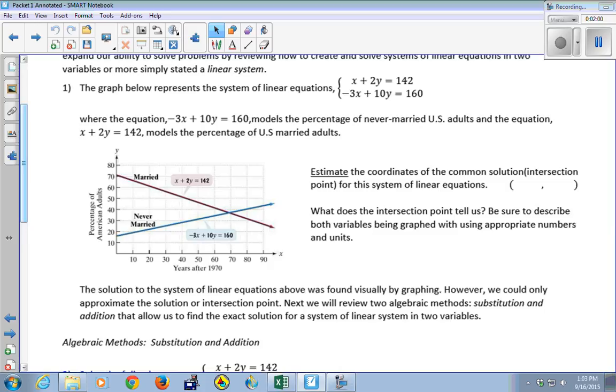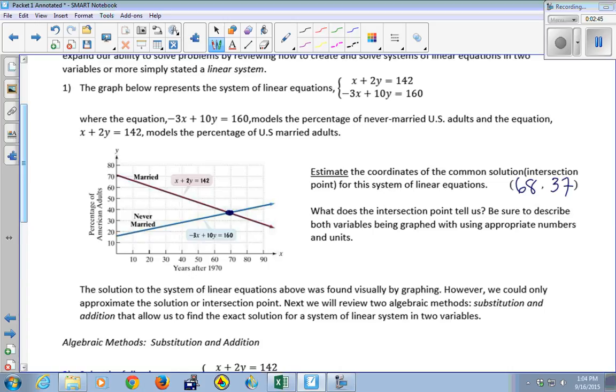So we're going to estimate the coordinates of the common solution, the intersection point for this system of linear equations. Where do you think that point is? Give me an estimate. 68, 37. Yeah, that's good. 68, 37. And what does that intersection point tell us? Remember, x is representing years since 1970, and y represents percentage of either never married or currently married US adults.